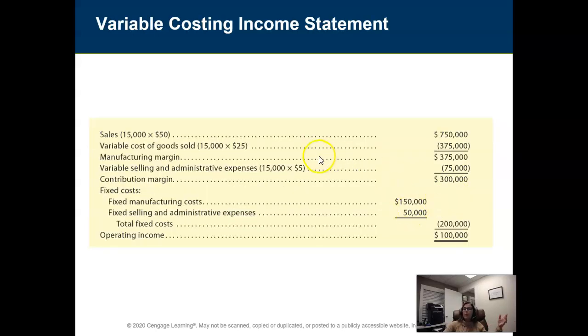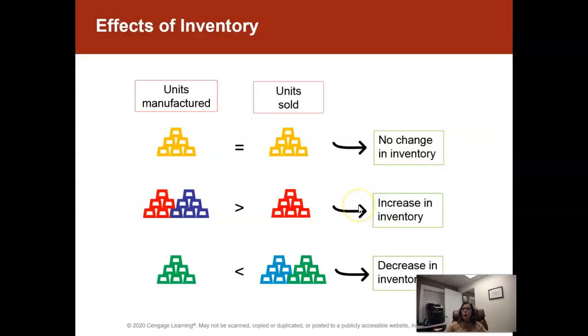Meanwhile, on the variable costing side of things, we're going to only subtract the variable cost of goods sold from our sales to get our manufacturing margin. Then we're going to subtract out the variable selling and administrative to get to our contribution margin, and then we're going to treat our fixed costs separately. We still get to the same operating income in the end, but this is really a way for a manager to see how our costs look separated out from one another.